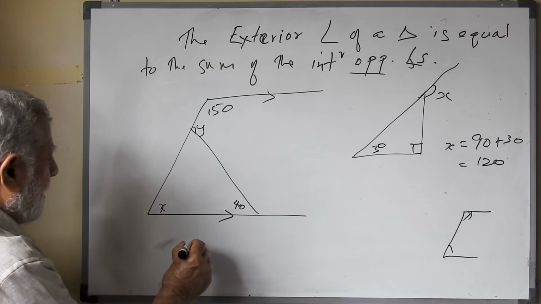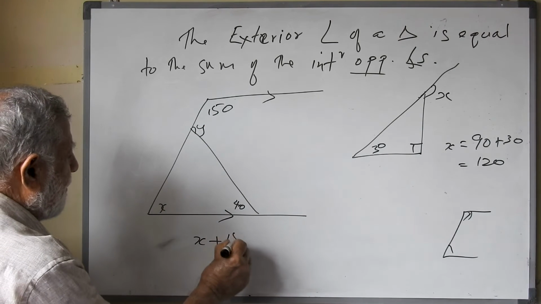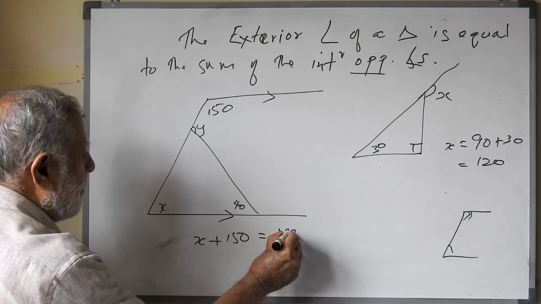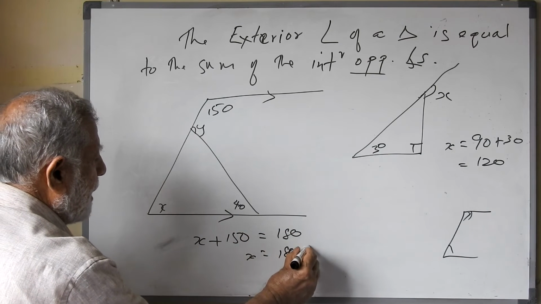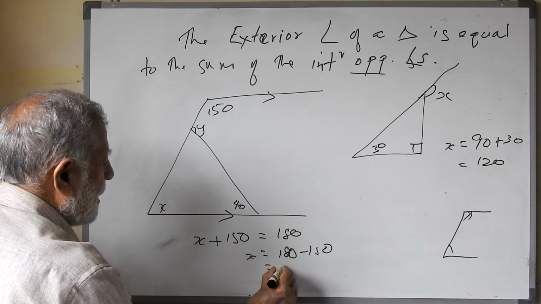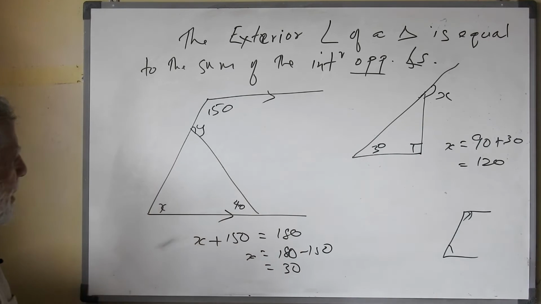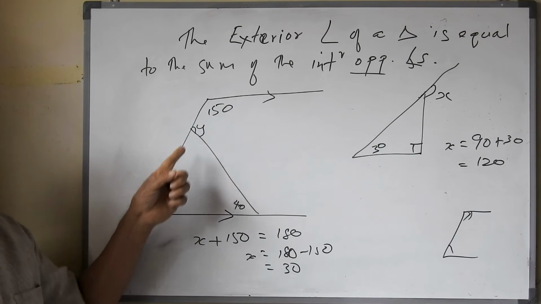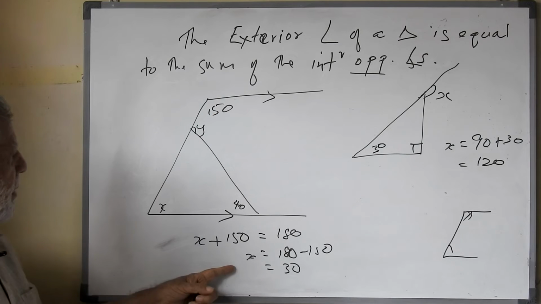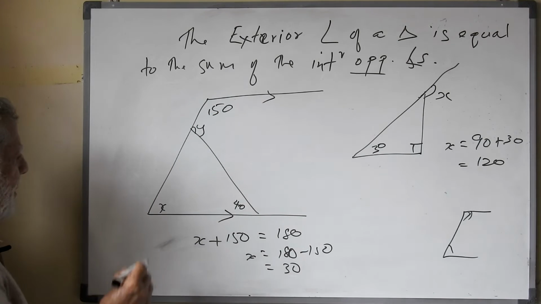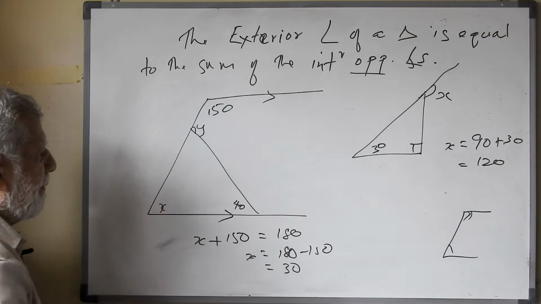So x plus 150 is equal to 180 degrees. Therefore, x is equal to 180 minus 150, that is equal to 30. So x, one shot you got the answer, because allied angles, parallel lines, the interior angles add up to 180 degrees, one shot. So x is equal to 30. Then if x is equal to 30, how to find y now?